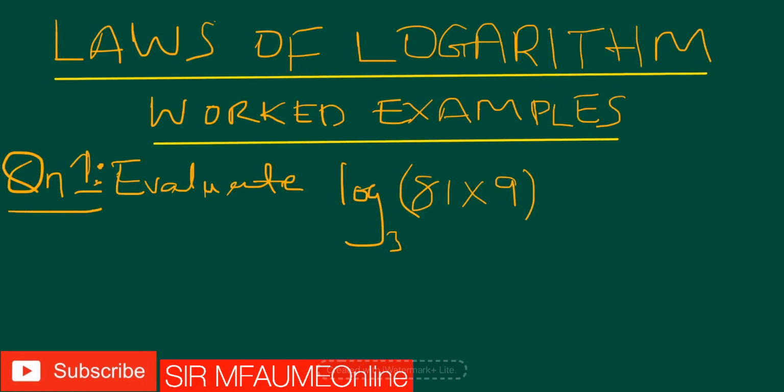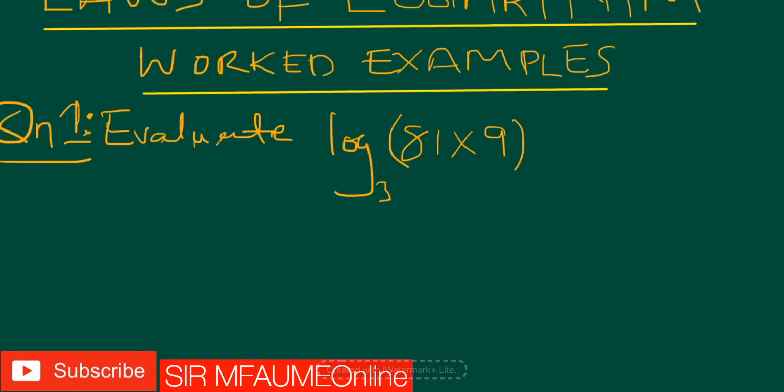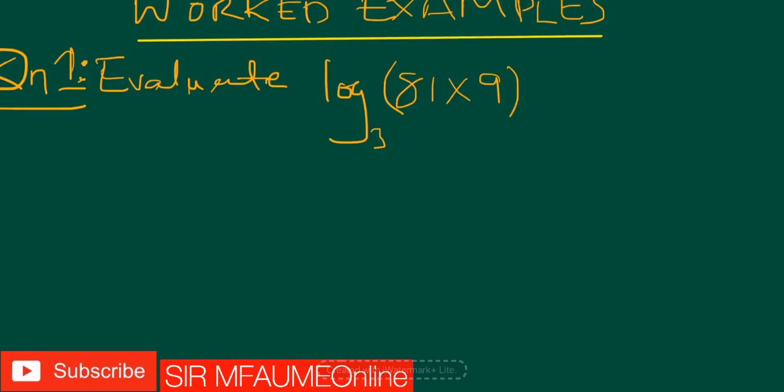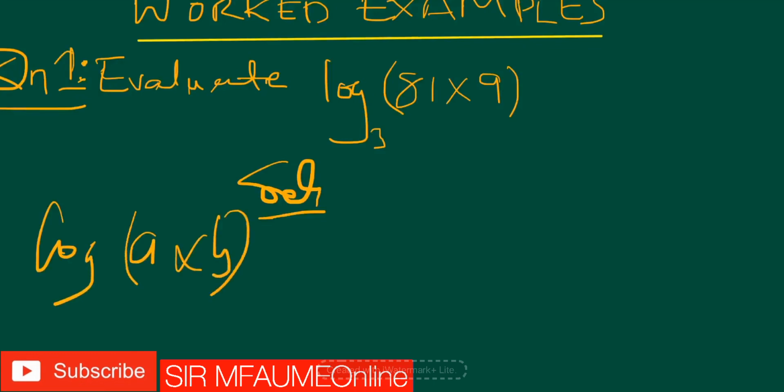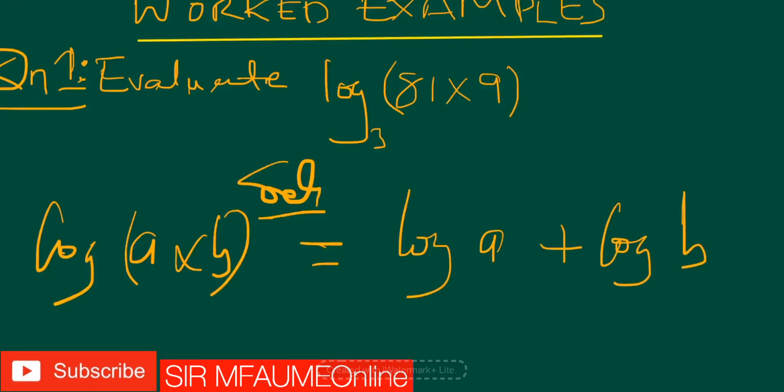Okay, let us check the first question, which says that we need to evaluate the value of log under base 3 of 81 times 9. For this question, the solution is as follows. We know that there is a law of logarithm we call the product rule. If you have log of a times b, this will be equal to log a plus log b. This is what we call the law of logarithm concerned with the product.